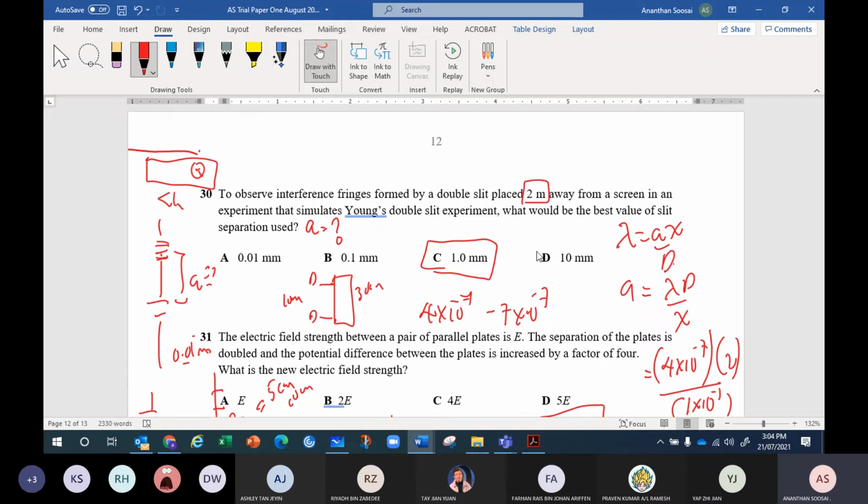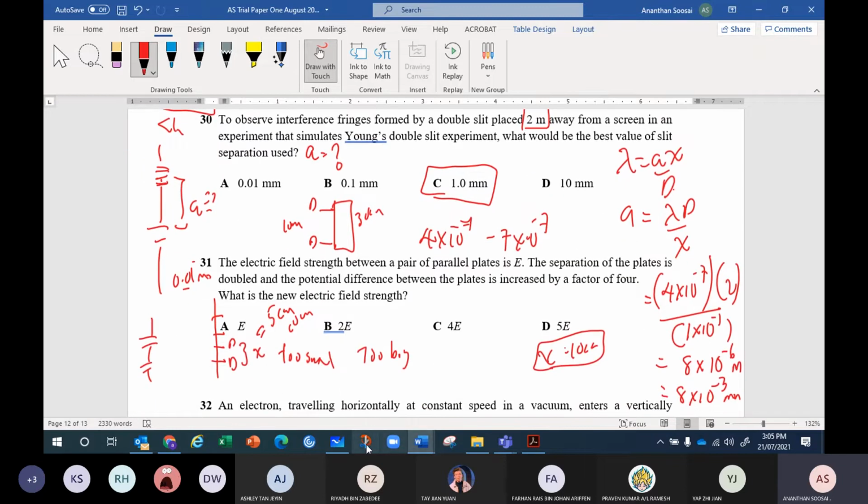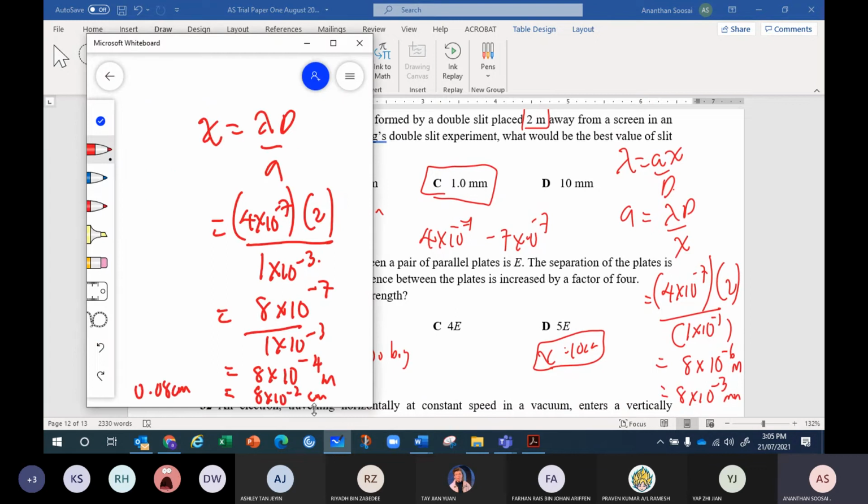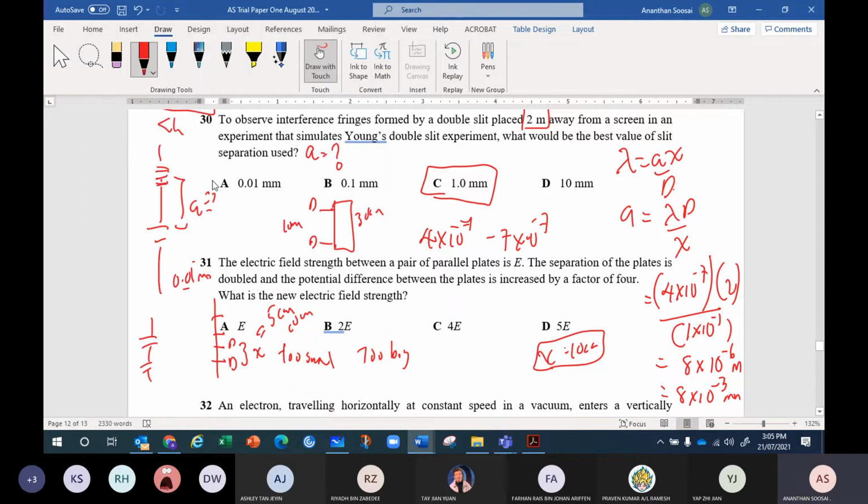Okay, guys, let me check this question. This 30. Cannot be C, because the x we got is 8 times 10 power negative 2 cm. That means the fringe separation is 0.08 cm. Very difficult to measure by using a ruler. It's like 0.8 mm, not even 1 mm, very close. So not good. I think it should be A, 0.01 mm, according to this calculation. Okay, let me check back this question. I get back to you, Ashley.